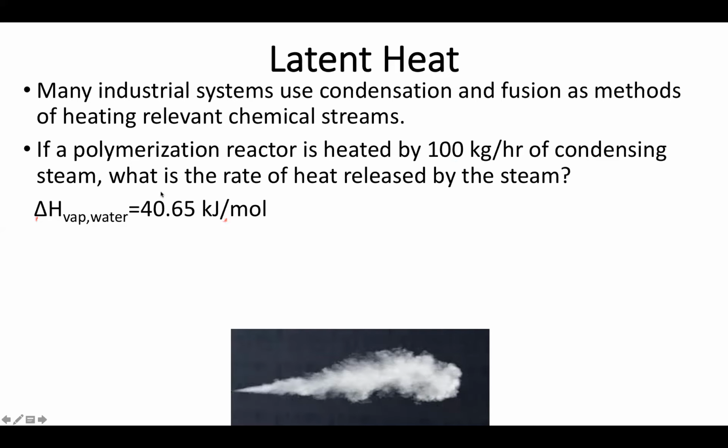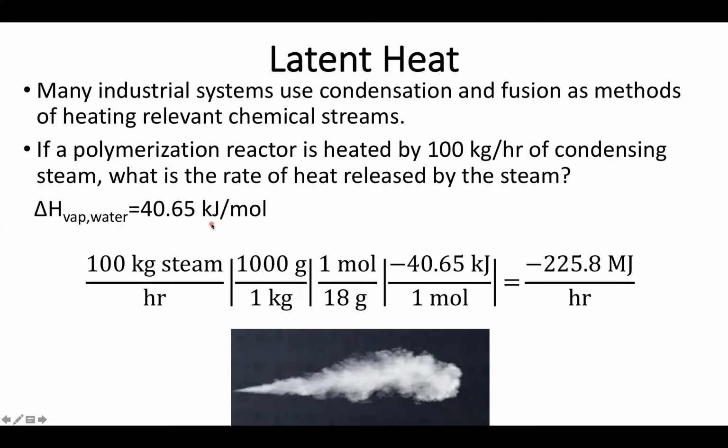So for that, we need the enthalpy of vaporization of water, which is about 40 kilojoules per mole. And then the rest is unit conversion. So I can convert my kilograms of steam to moles of steam, and then to the energy put into the system. So I've got a negative energy because energy is leaving the water to enter the reactor, and I'm providing a little over 200 megajoules per hour. So a fair bit of energy just by adding in a fairly reasonable amount of steam. So this is a very common procedure in a real industrial system.